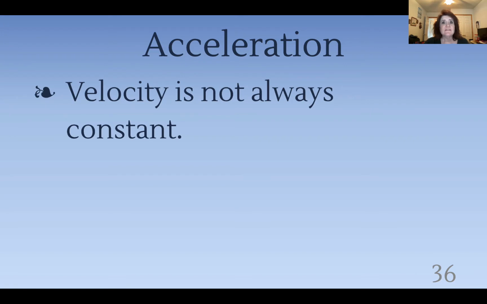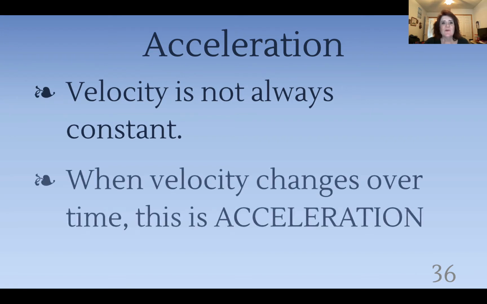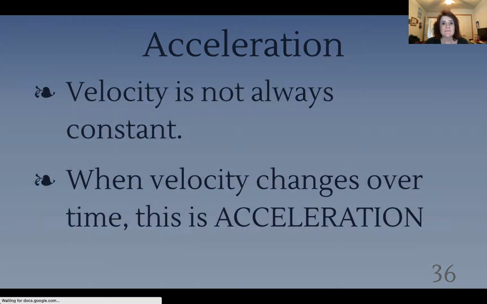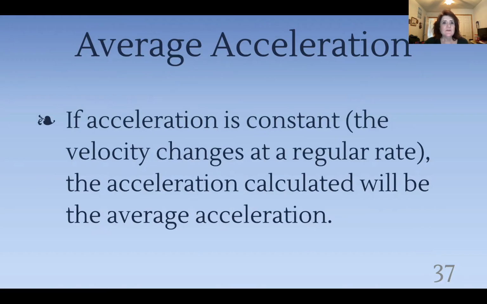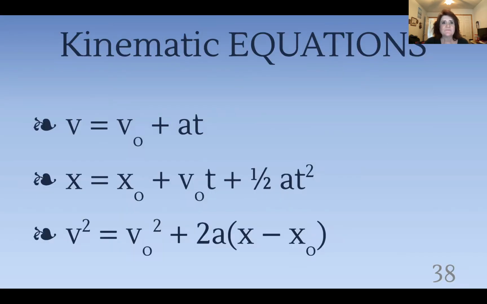Acceleration. Velocity is not always constant. When velocity changes over time, this is acceleration. The average acceleration is if an acceleration is constant. That means the velocity changes at a regular rate over a period of time. That acceleration that is calculated is the actual average acceleration because nothing is ever actually perfect.